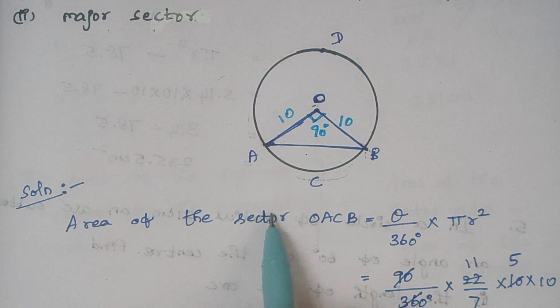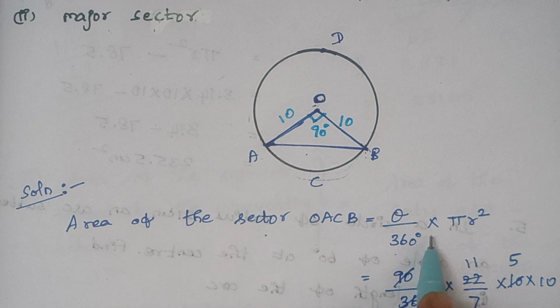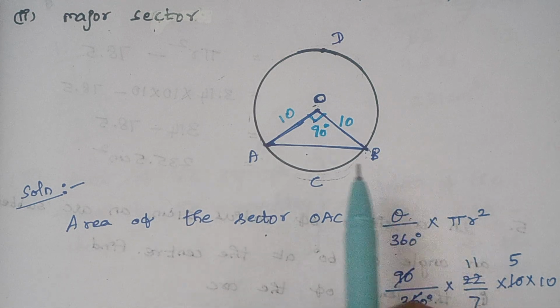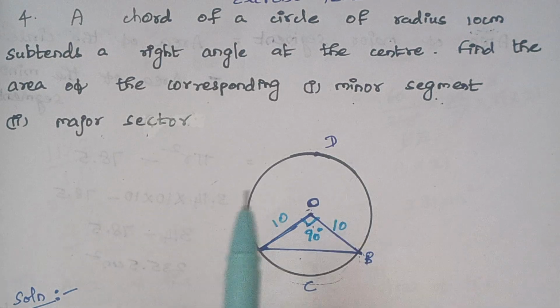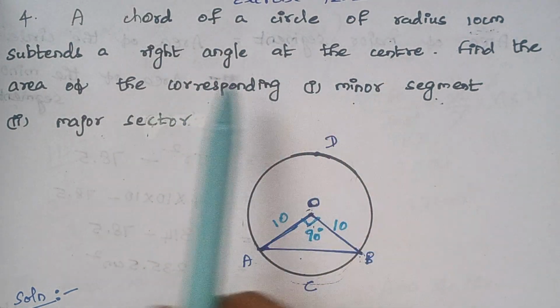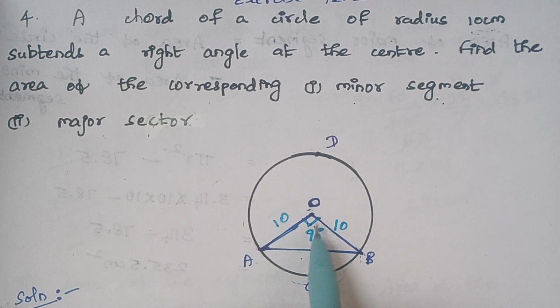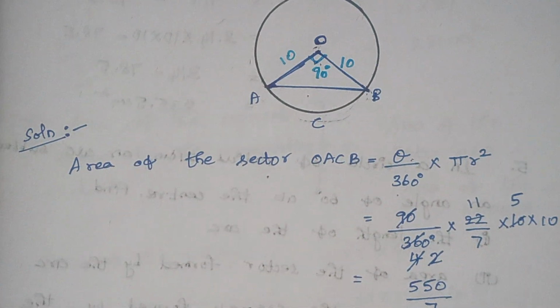The area of the sector is given by the formula theta by 360 degrees into pi r square. So what is the value of theta? It is 90 degrees, which is given in the problem. It subtends a right angle at the center. What do we mean by right angle? It is 90 degrees at the center. So substitute the value of theta as 90.